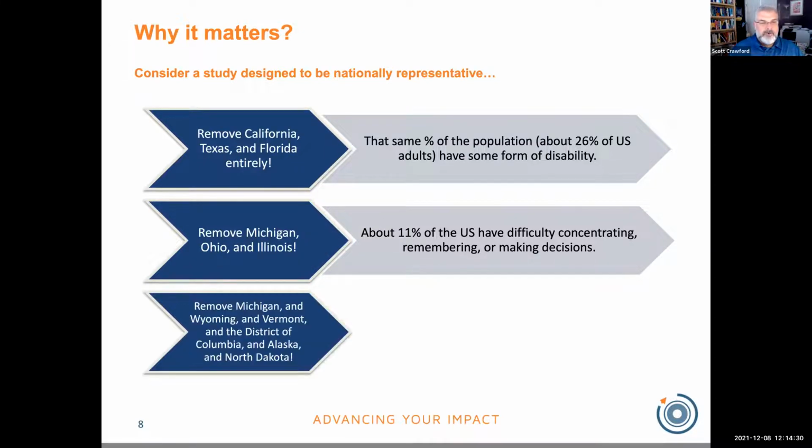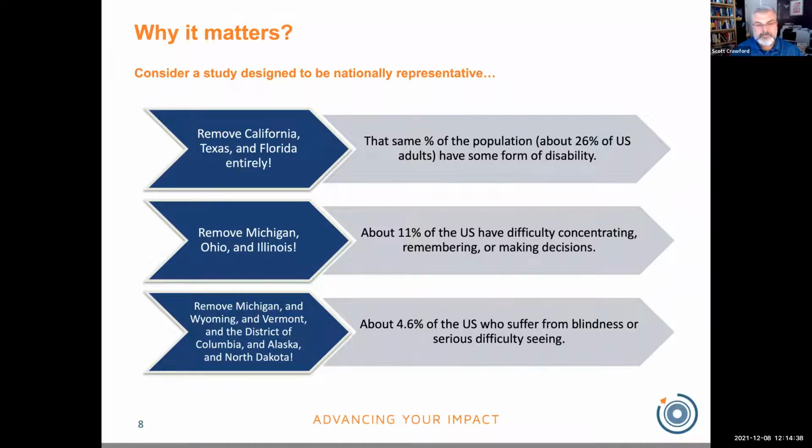So then let's drill down one more level. Now we go back to just having Michigan, Wyoming, Vermont, and the District of Columbia. Let's throw in Alaska and North Dakota as well. That's about 4.6% of the population, and that represents about the number of people who suffer from blindness or serious difficulty seeing. So here we're getting at some of the real impact of not having a design that takes some of these issues into consideration. You're risking having almost 5% of the population of your study not being represented appropriately.